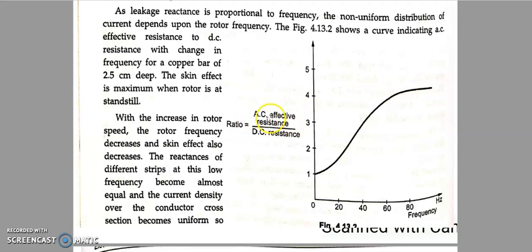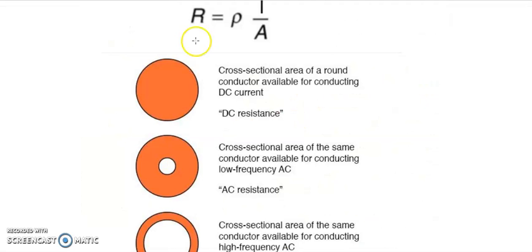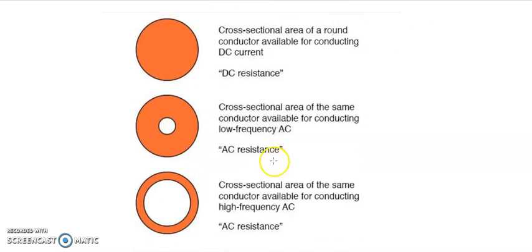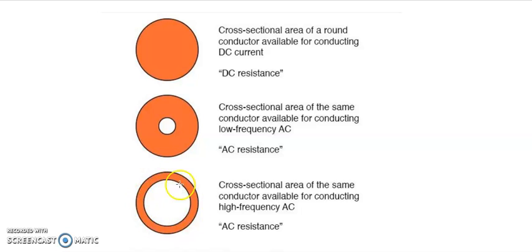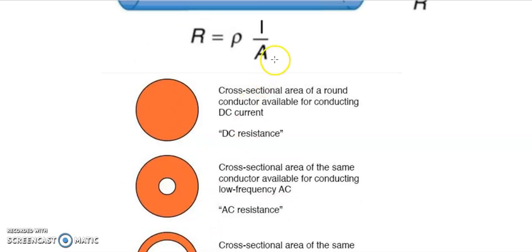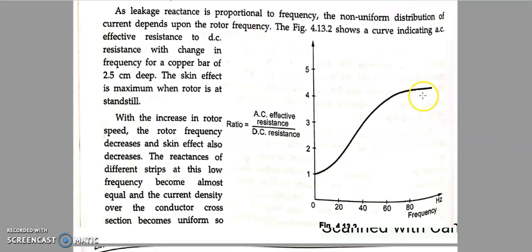Because the value of AC effective resistance is more, yes or not? True, no? Because if the frequency increases, the resistance offered by the conductor will also be more, which means the area of cross section will be less and the resistance is more. Hope you understood this. If this is high and this is less, and I divide high by low, the ratio will be high itself. So you can see the ratio is high here.